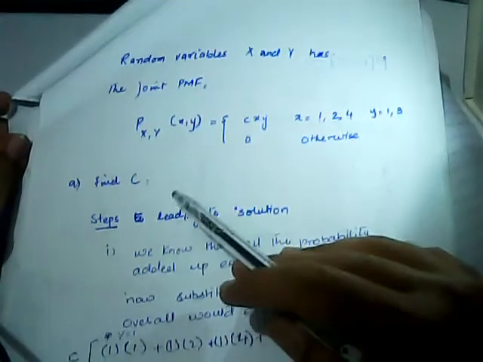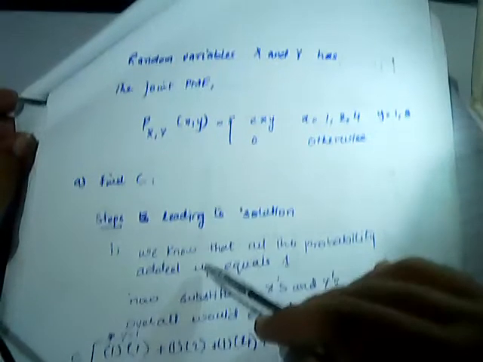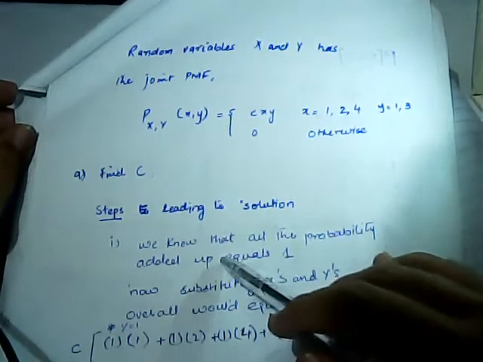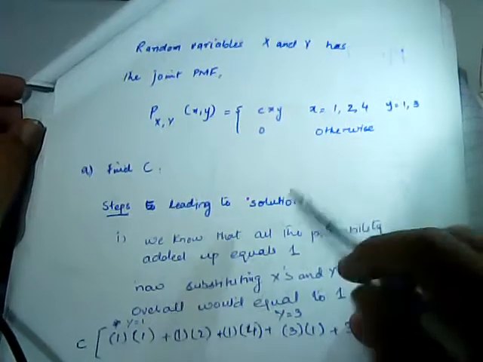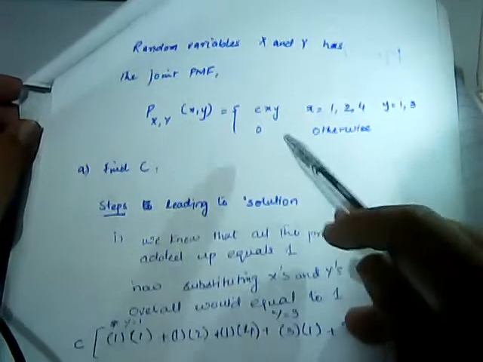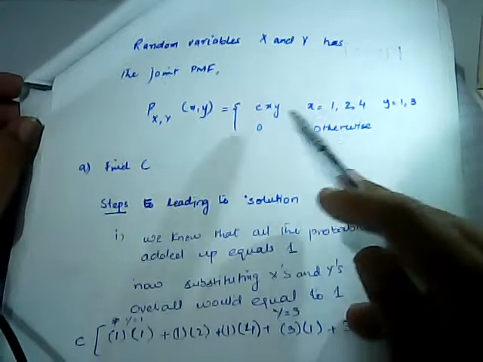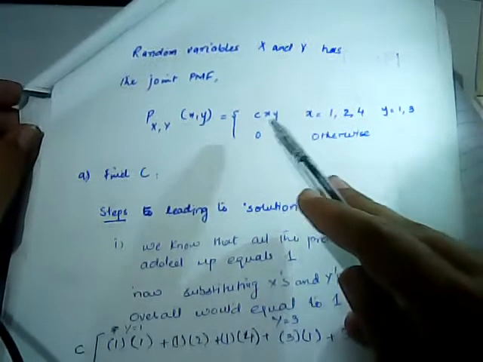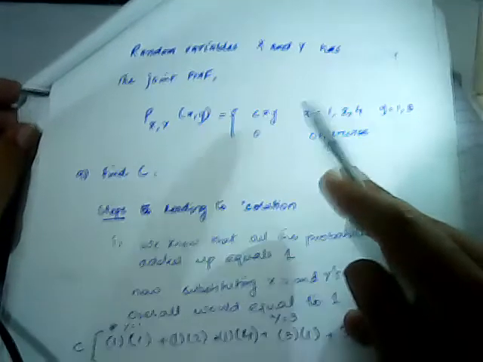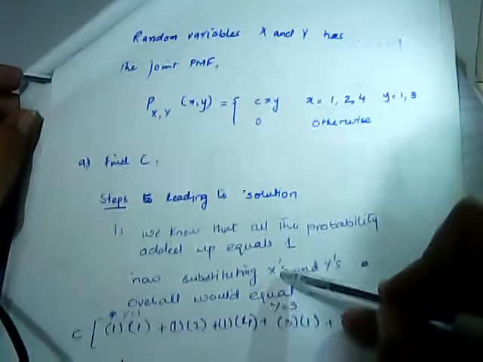Now the first task is to find C. The steps leading to a solution: as we all know, the probabilities add up to 1. So applying this to the scenario, we have to add all these probabilities up along with the constant in the function and then equate them to 1. Now what we would do is substitute the values of x and y accordingly.